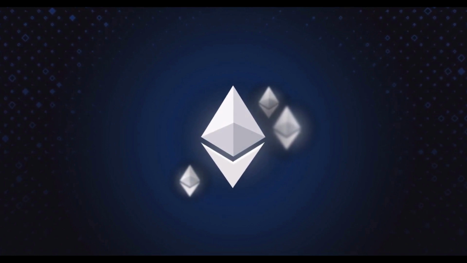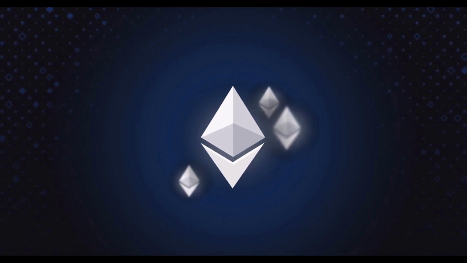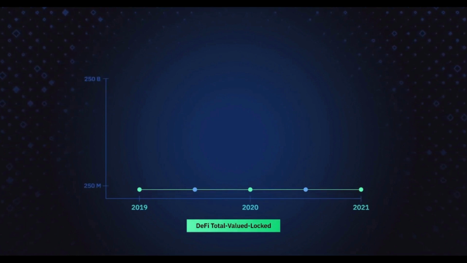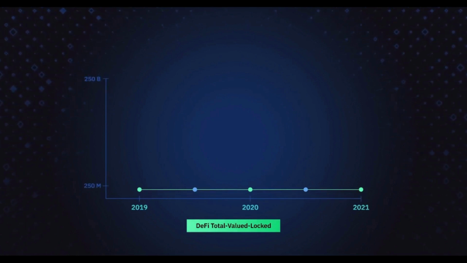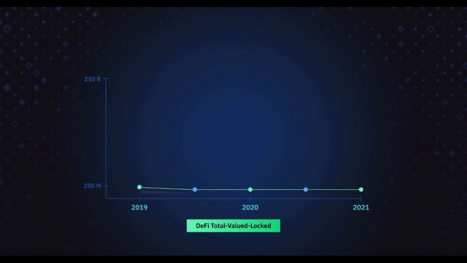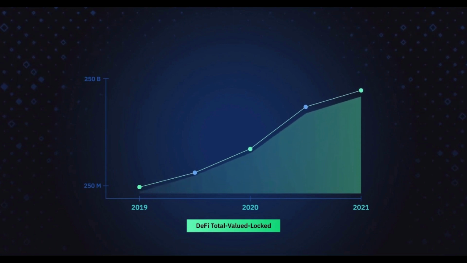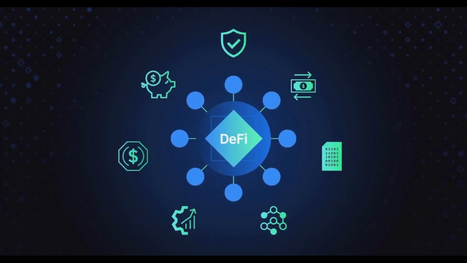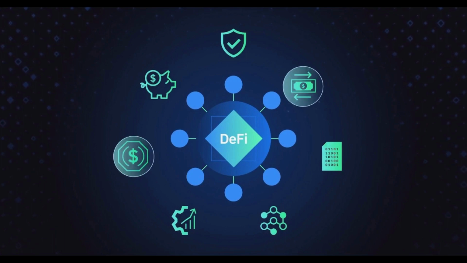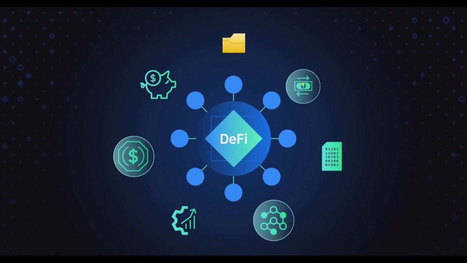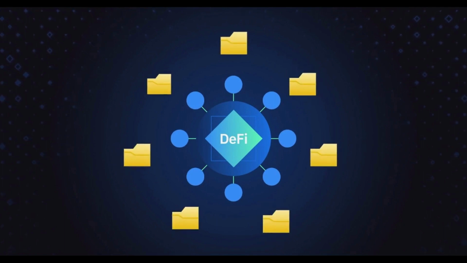The DeFi space experienced exceptional growth after that. The total value locked in DeFi, which measures the total funds deposited in DeFi protocols, grew from $250 million in the beginning of 2019 to a peak of $250 billion at the end of 2021. Some notable DeFi applications include stablecoins, decentralized exchanges, lending, and borrowing protocols. We will go into more detail in the next module when we discuss specific use cases of DeFi.